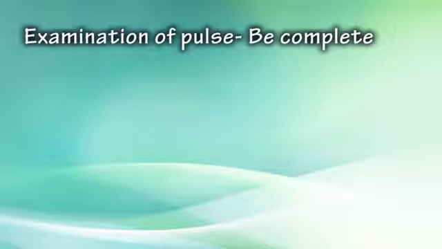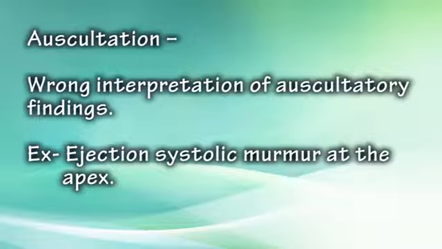Examination of pulses, he said high volume pulse with no collapsing pulse. In the cardiac apex, he mentioned ejection systolic murmur. It is important to realize that ejection systolic murmurs are elicited at the base of the heart only. And the final diagnosis was the aortic stenosis. When he presented these findings, it is for something else.